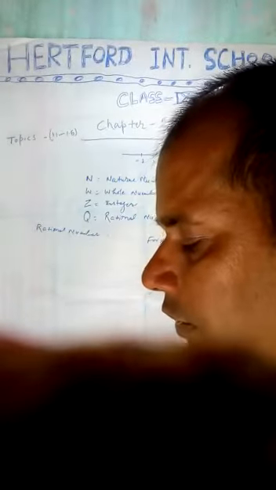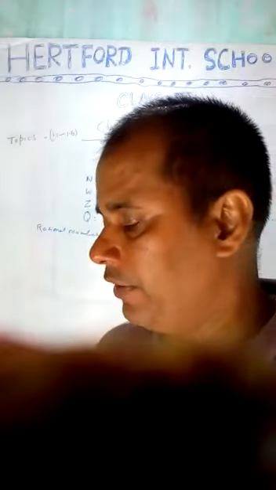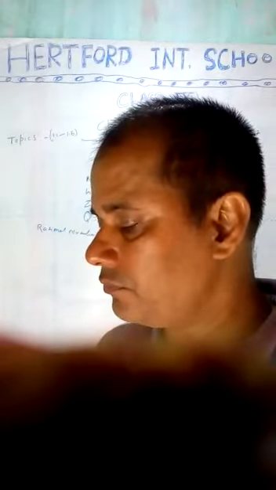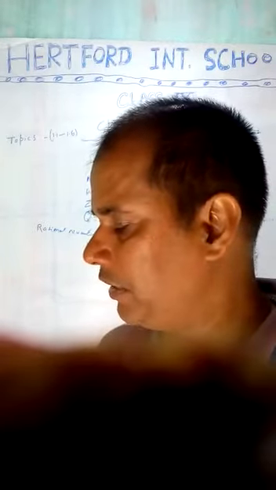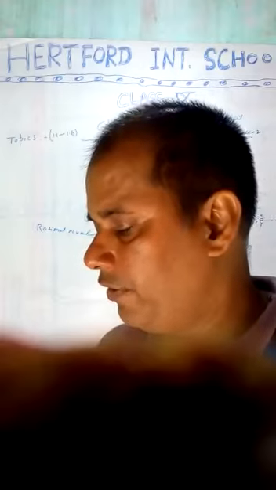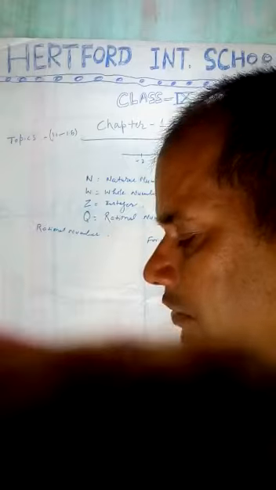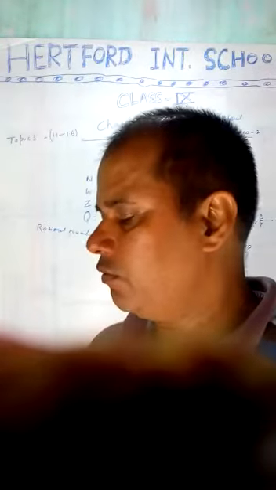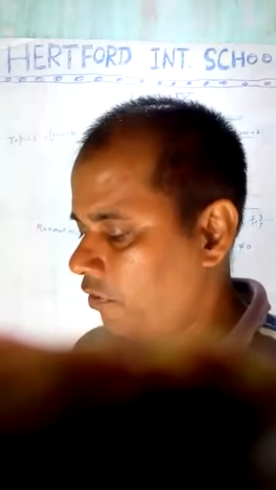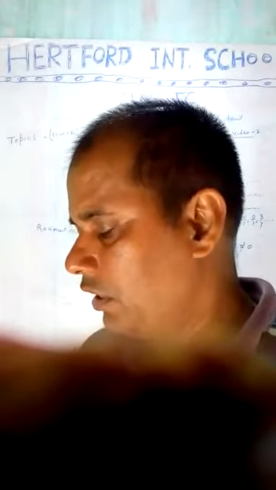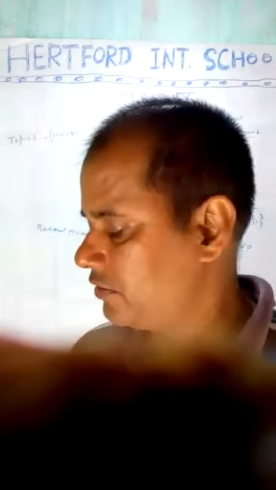You also know that the rational numbers do not have a unique representation in the form p by q, where p and q are integers and q is not equal to 0. For example, 1 by 2 is equal to 2 by 4 is equal to 10 by 20 is equal to 25 by 50 is equal to 47 by 94 and so on. These are the equivalent rational numbers or fractions.